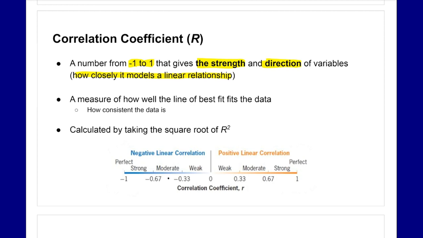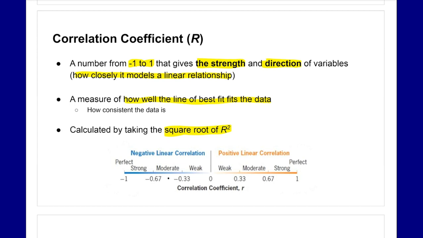It's also a measure of how well the line of best fit fits the data. How well is that line there for making or predicting? Right? How consistent is the data? Does it fit that line? And to calculate it, essentially we take the square root of the r squared value, which we just talked about. There are ranges, right? In terms of the strength, right?